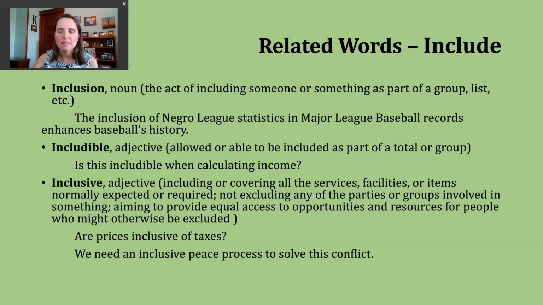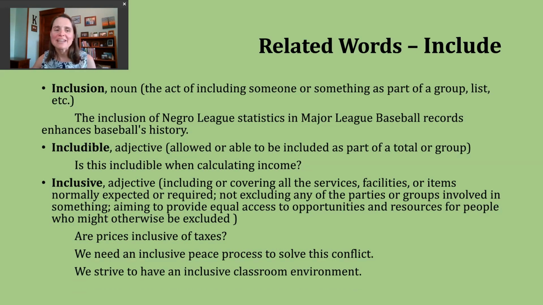A second way to use the adjective inclusive means not excluding any of the parties or groups involved in something. An example of this might be, we need an inclusive peace process to solve this conflict. Right? So through the course of history, there have been different times, different wars, different conflicts, where one group or maybe several groups are not included. They are not part of figuring out, how do we solve this? How do we create a more peaceful environment?